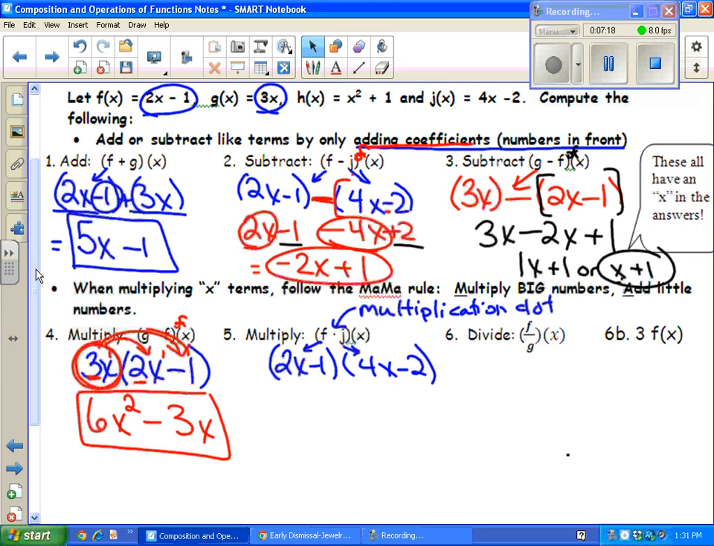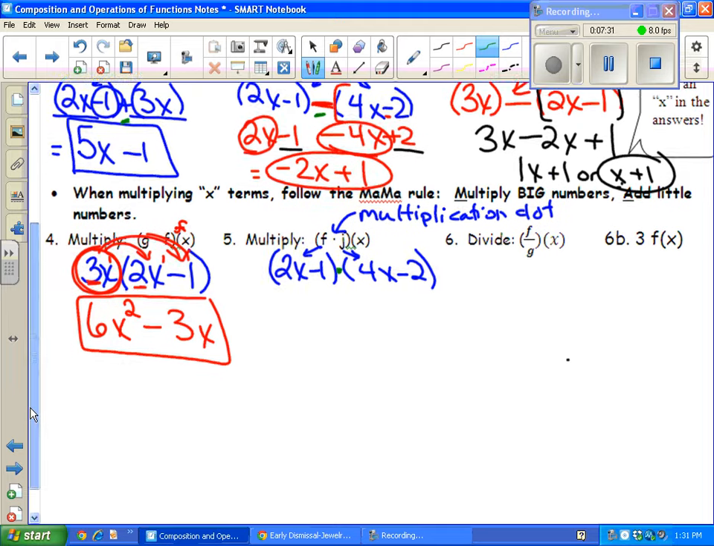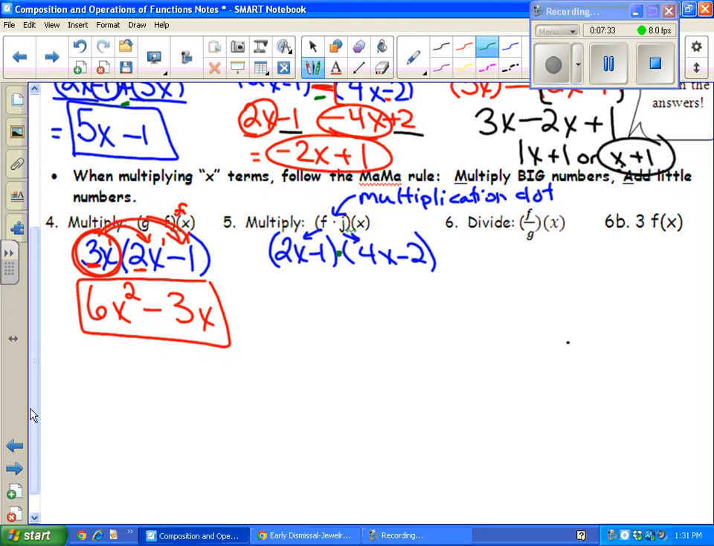Notice that I do not have a sign in the middle. Up here, I had a plus sign. Here, I had a subtraction sign. Here, I had a plus sign. Here, I had a subtraction sign in between parentheses. Here, there's nothing but a dot, or nothing at all. And if you have nothing at all, it still means multiply.